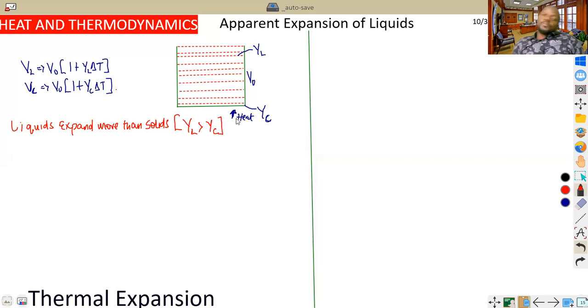So as this thing is being heated up, it will expand. After expansion, you start seeing some amount of liquid overflowing. So we call that volume overflow, trying to make sure all concepts are cleared without any atom of doubt. Now, the volume overflow is the difference between the volume of the liquid and that of the container. So we subtract: volume overflow is now equal to the volume of the liquid minus the volume of the container.